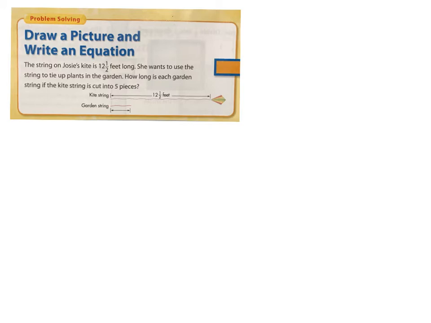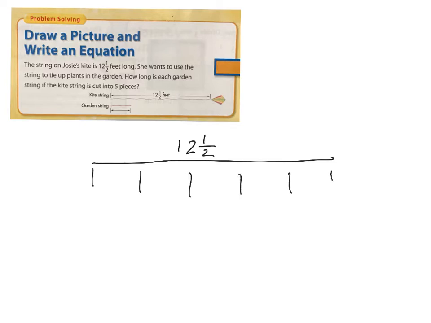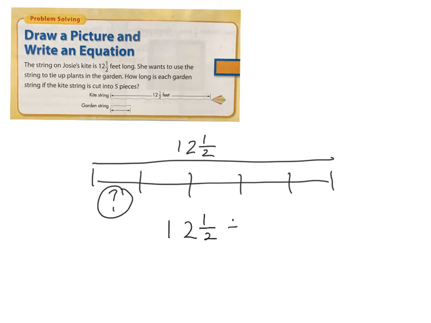So if we're going to draw a picture, it's going to look something like this. We're going to have our 12.5, and we're going to be cutting it into 5 pieces. So 1, 2, 3, 4, so that's 5 pieces right there, and we need to know how long one of those pieces is going to be. So to find that out, we're going to divide 12.5 by 5.